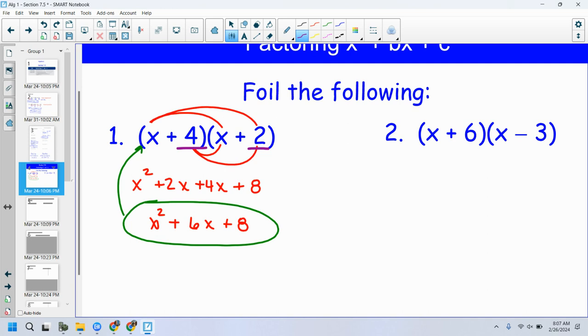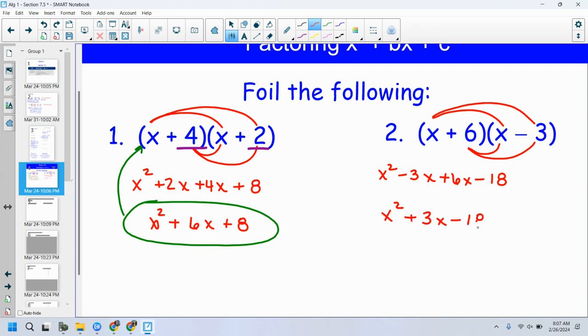Let's check that process to see if that's going to happen again. I'm going to FOIL this real quick. X squared minus 3x plus 6x minus 18. Okay, combine like terms in the middle. That's going to give me an x squared plus 3x minus 18.